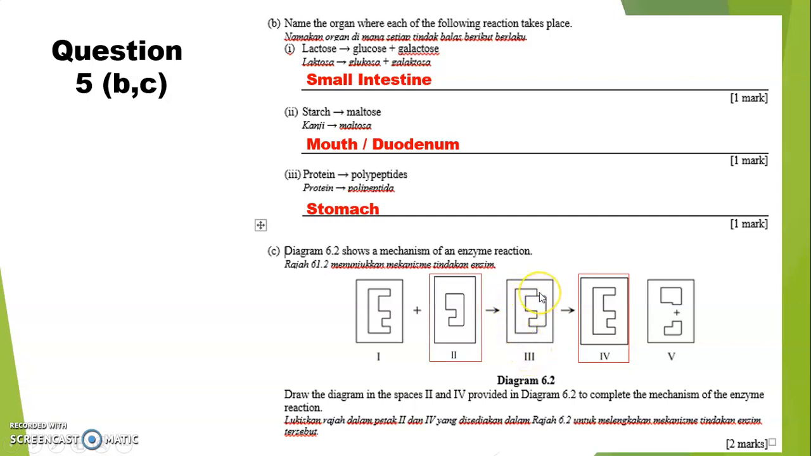And then, what happens after the reaction? The substrate will turn into product. So number 5 is the product, while number 4 refers to the enzyme. The enzyme at the end of the reaction is not destroyed, and it is reusable. So you have to draw the structure of the enzyme. Okay, that's all for question 5.